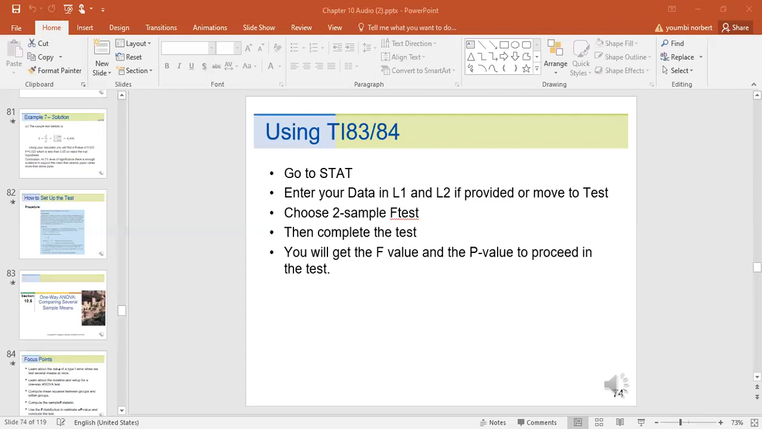And then what is the test value you have? Pardon? 4.5. Now what is the p-value? 0.022. Let's say alpha is 0.05. What should be our decision?